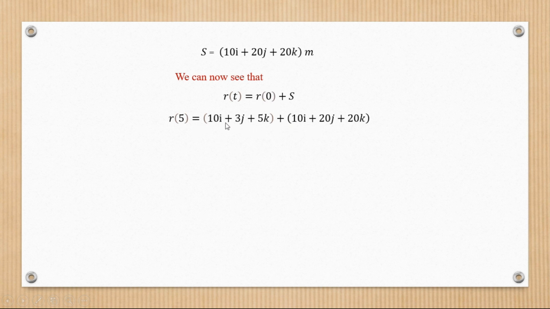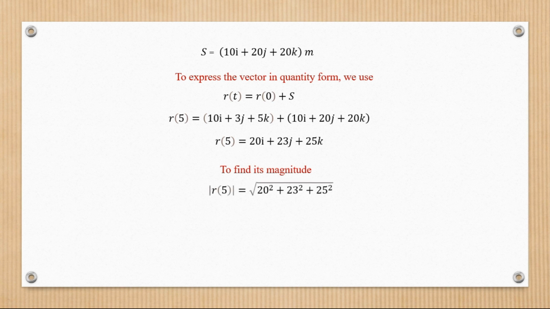So we know that r0, the initial position vector, is 10i plus 3j plus 5k, plus this value of s that we had actually found right there. So when we add this, we will have 20i plus 23j plus 25k. So now we know that the distance from the origin is going to be that way.